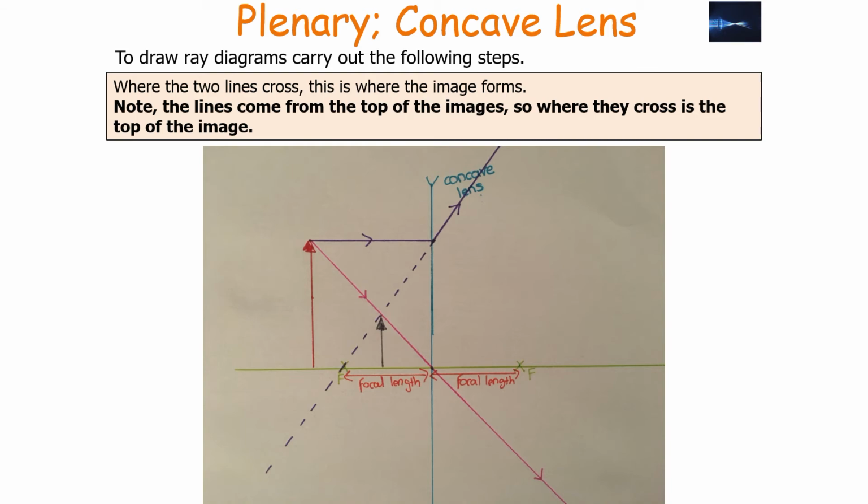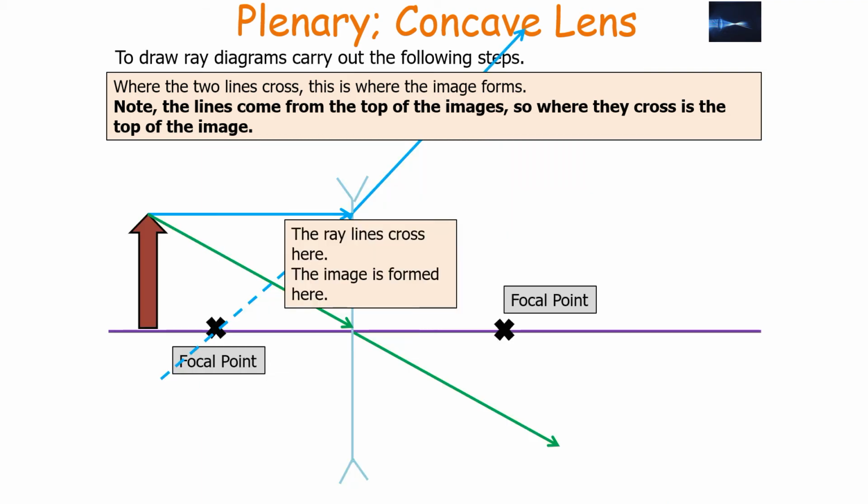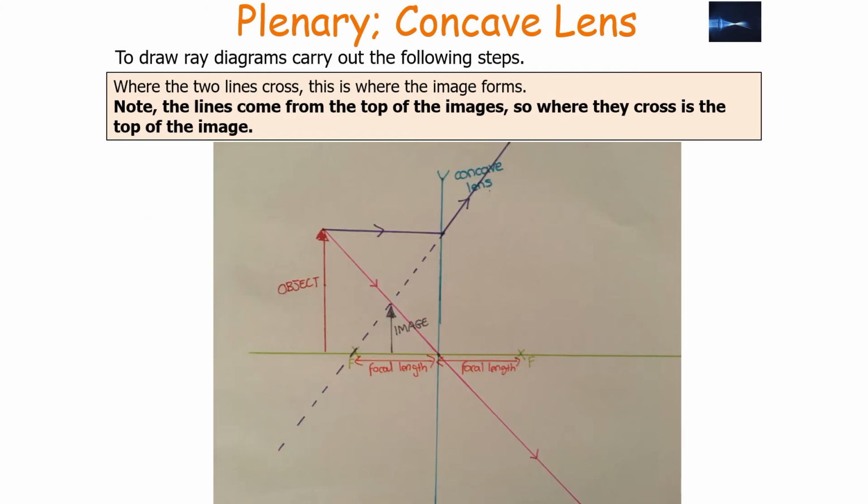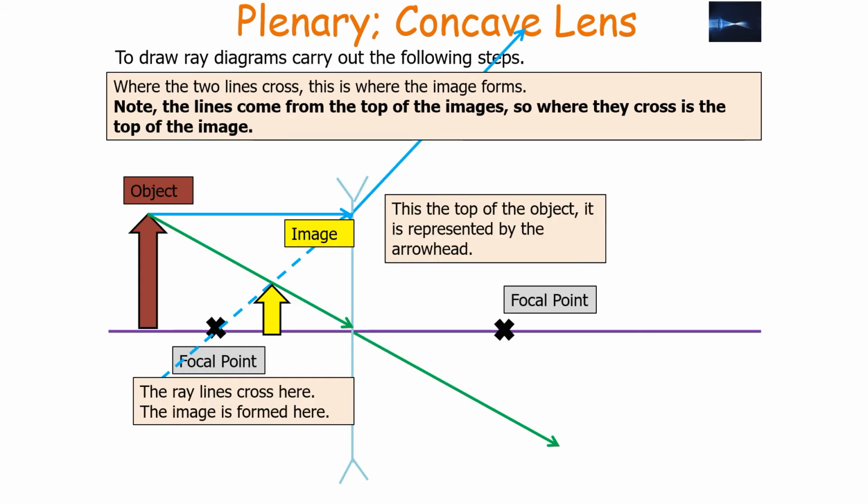Now where the two lines cross, this is where the image forms. Now note, the line comes from the top of the object, so this will form the top of the image. So the rays cross here and the image is formed here. So you can draw your image in here. Now again, remember the rays are crossing here from the top of the object, so that crossing part is the top of our image as well. So it's very, very important.